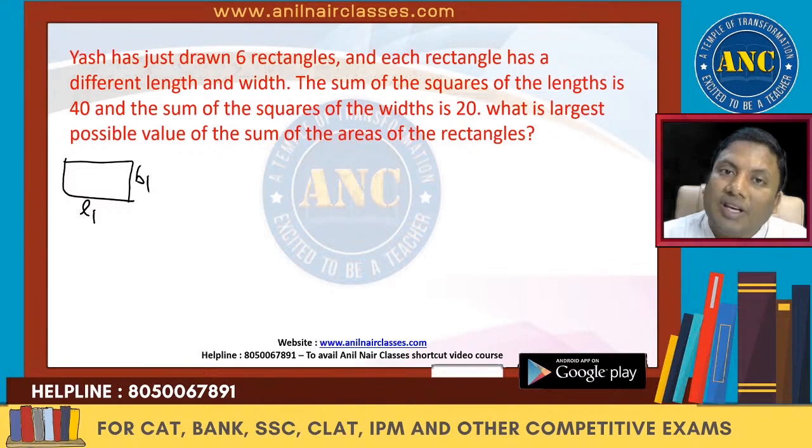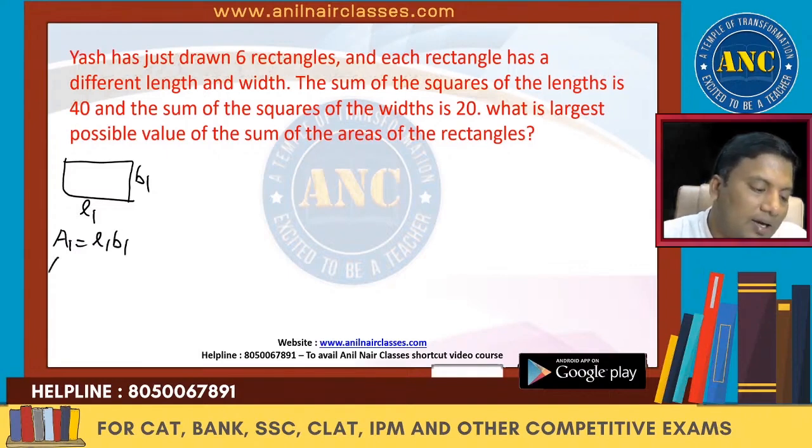L1 is the length of the rectangle, B1 is the breadth of the rectangle. A1 is nothing but L1 into B1. A2 is nothing but L2 into B2. Like that 6 rectangles are there. It is nothing but L6 and B6.